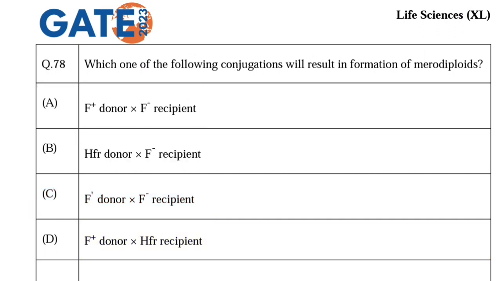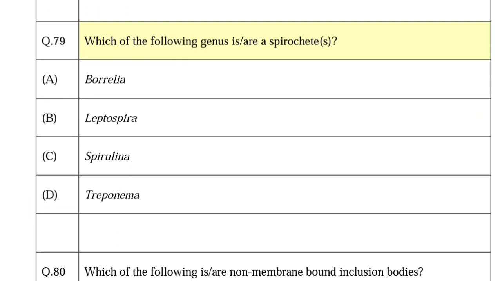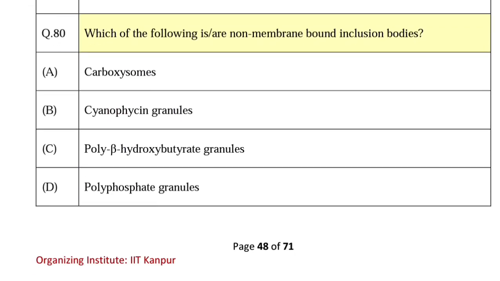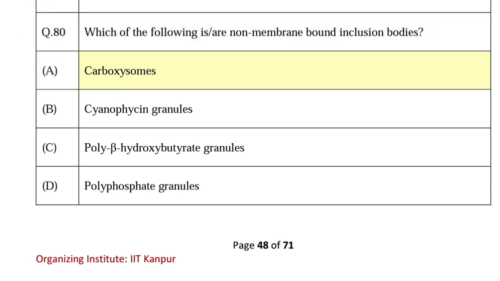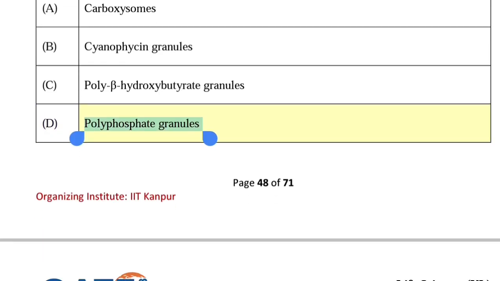Q.79. Which of the following genus is not a spirochete? A. Borrelia. B. Leptospira. C. Spirulina. D. Treponema. Q.80. Which of the following is a non-membrane bound inclusion body? A. Carboxysomes. B. Cyanophycin granules. C. Poly-beta-hydroxybutyrate granules. D. Polyphosphate granules.